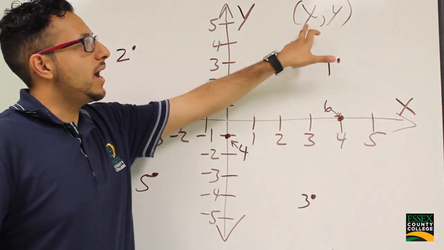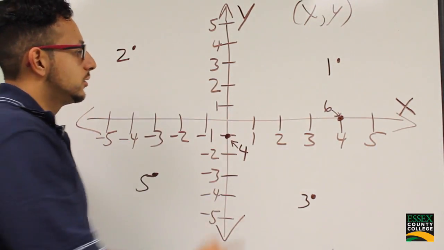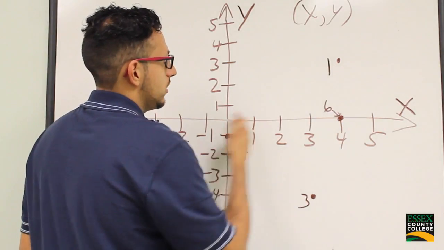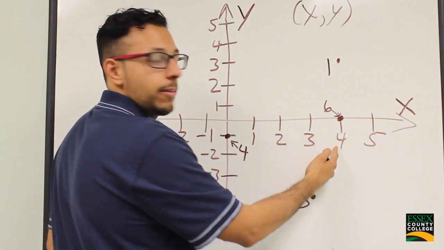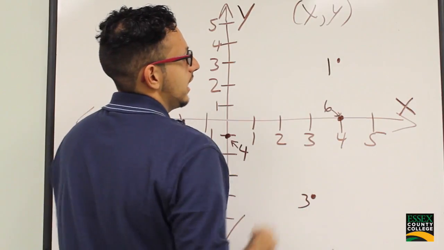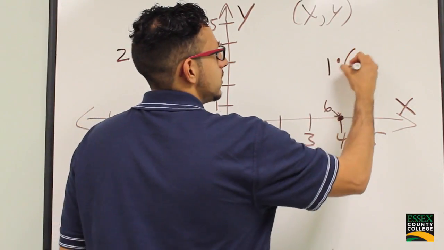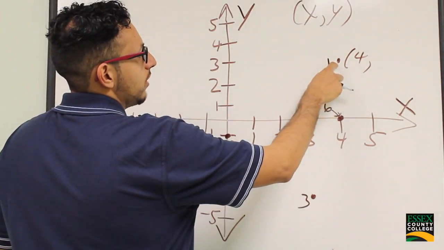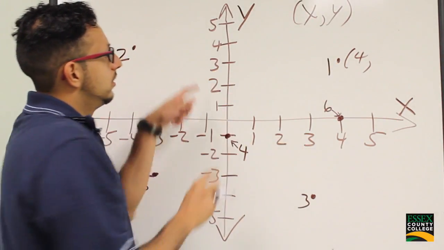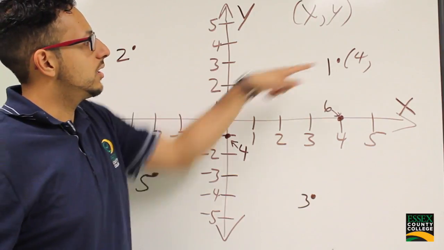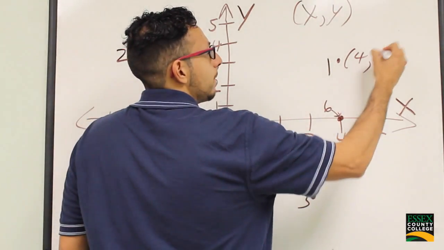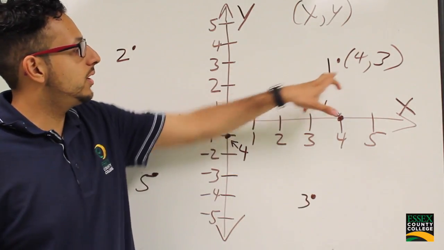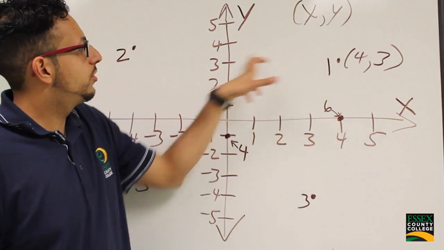So we have to determine the x first, then the y. So when we start at the origin, we look at this point and where is it above the x? So we see it's 4. 4 is the x. So that means this point is 4, comma, then we have to go up to where it's at for y. So here we see it's at 3 for y. So the coordinate for this point is 4, 3.